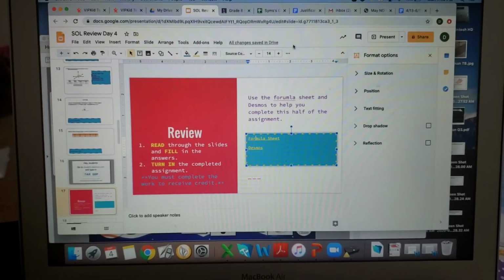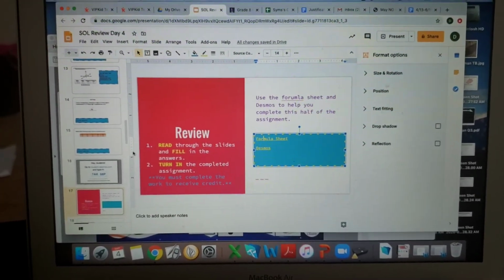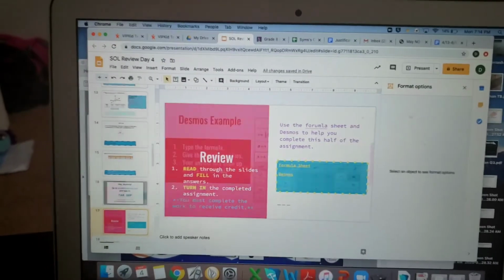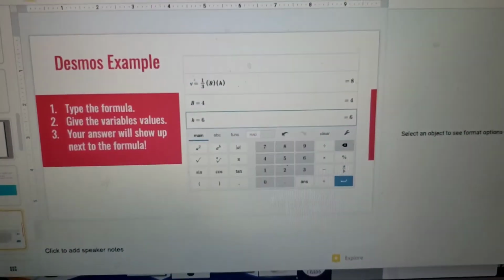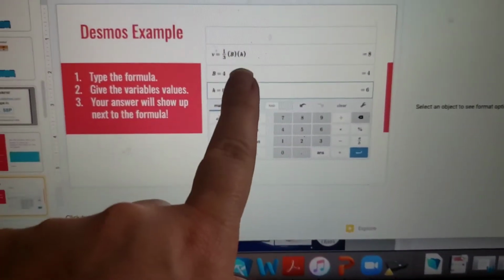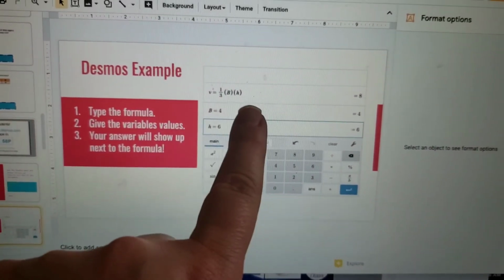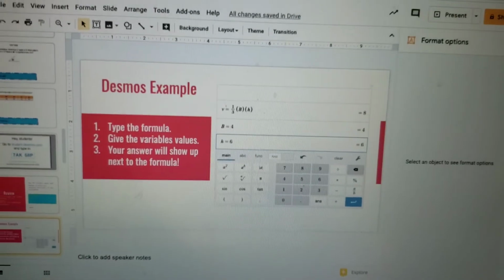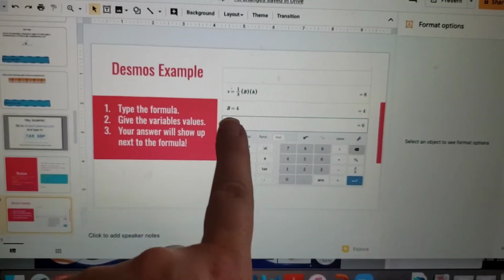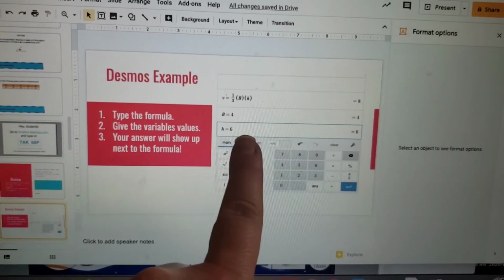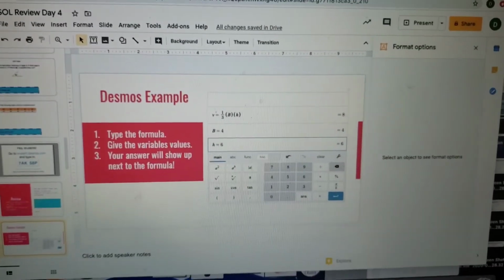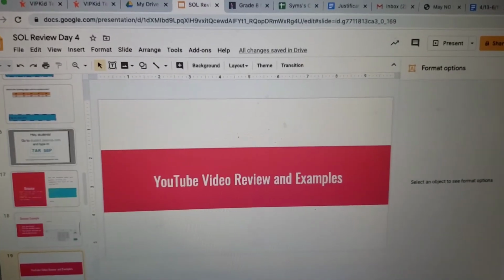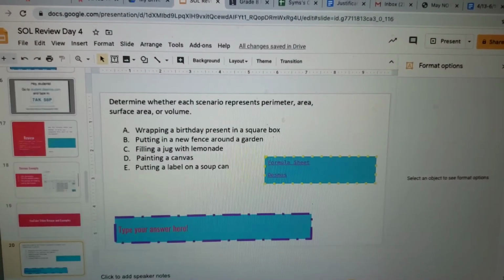And here's my example for Desmos. I have the link. Remember, you're going to use the formula from your formula sheet. You're going to type it in and hit enter. That 8 won't be there. Then you're going to say B equals 4, H equals 6, hit enter, and then 8 will be there. And then 8 would be your answer on your sheet. Okay, my YouTube video will be here.